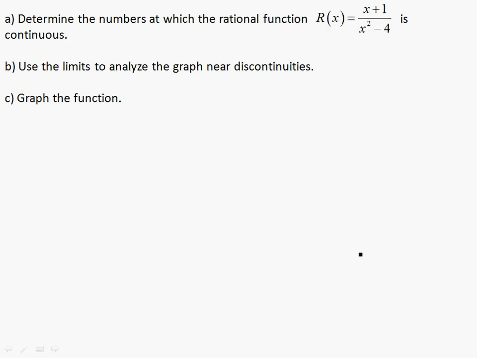Alright, so determine the numbers at which the rational function is continuous. What do you do? What do I do for A? Factor it.